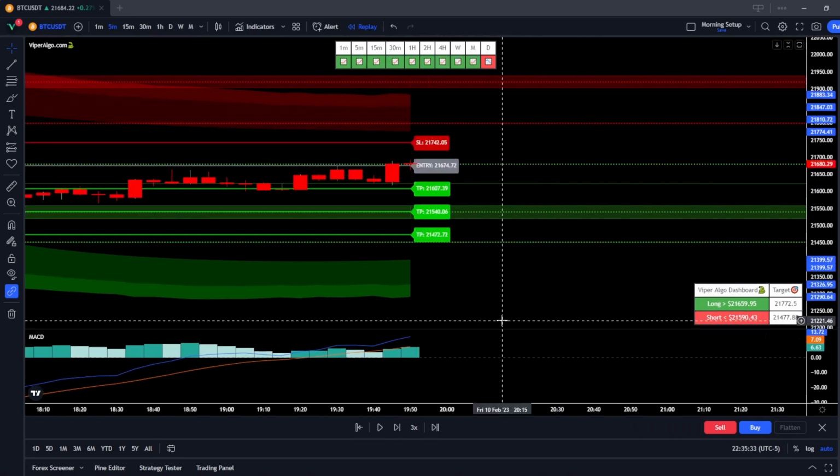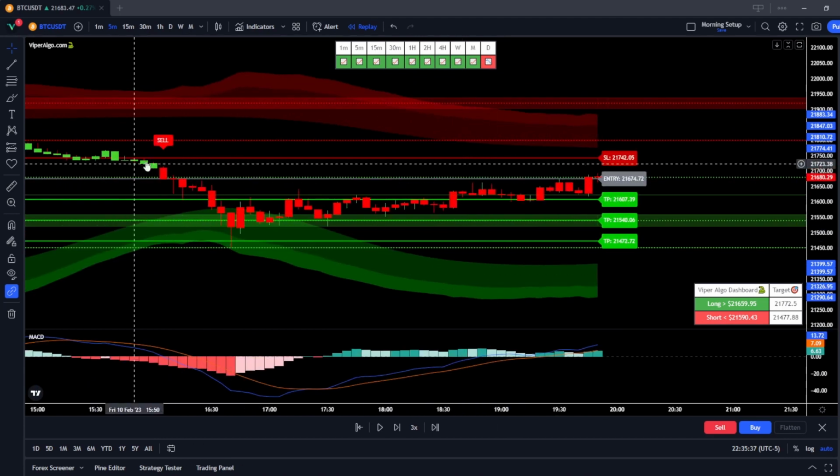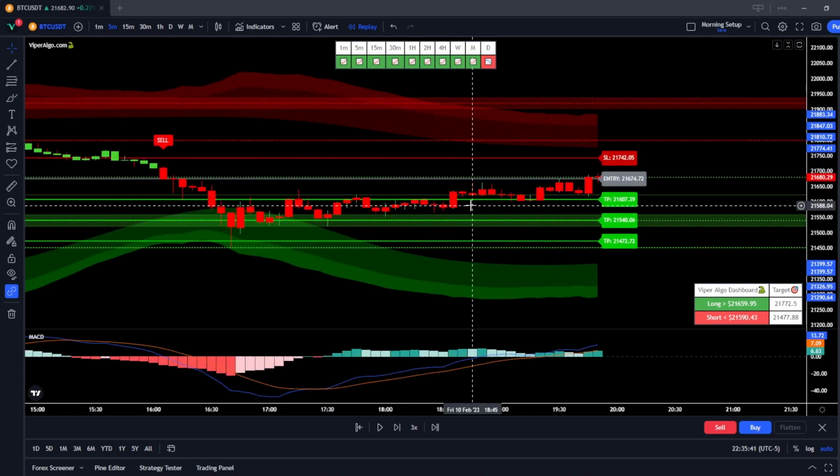So that's how I would trade. So we personally got stopped out at break even. We took profits and we made a successful trade. That is how I use the MACD trading strategy.